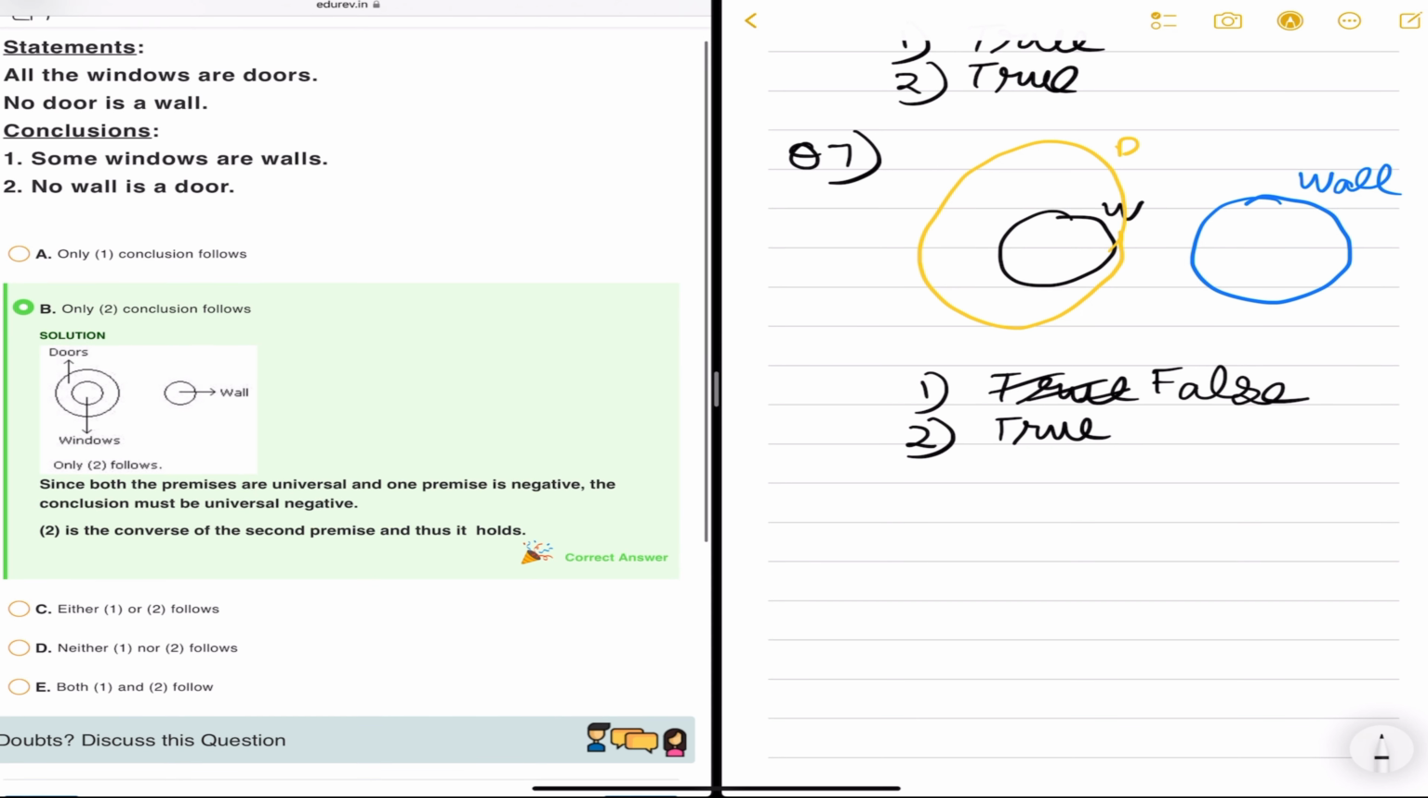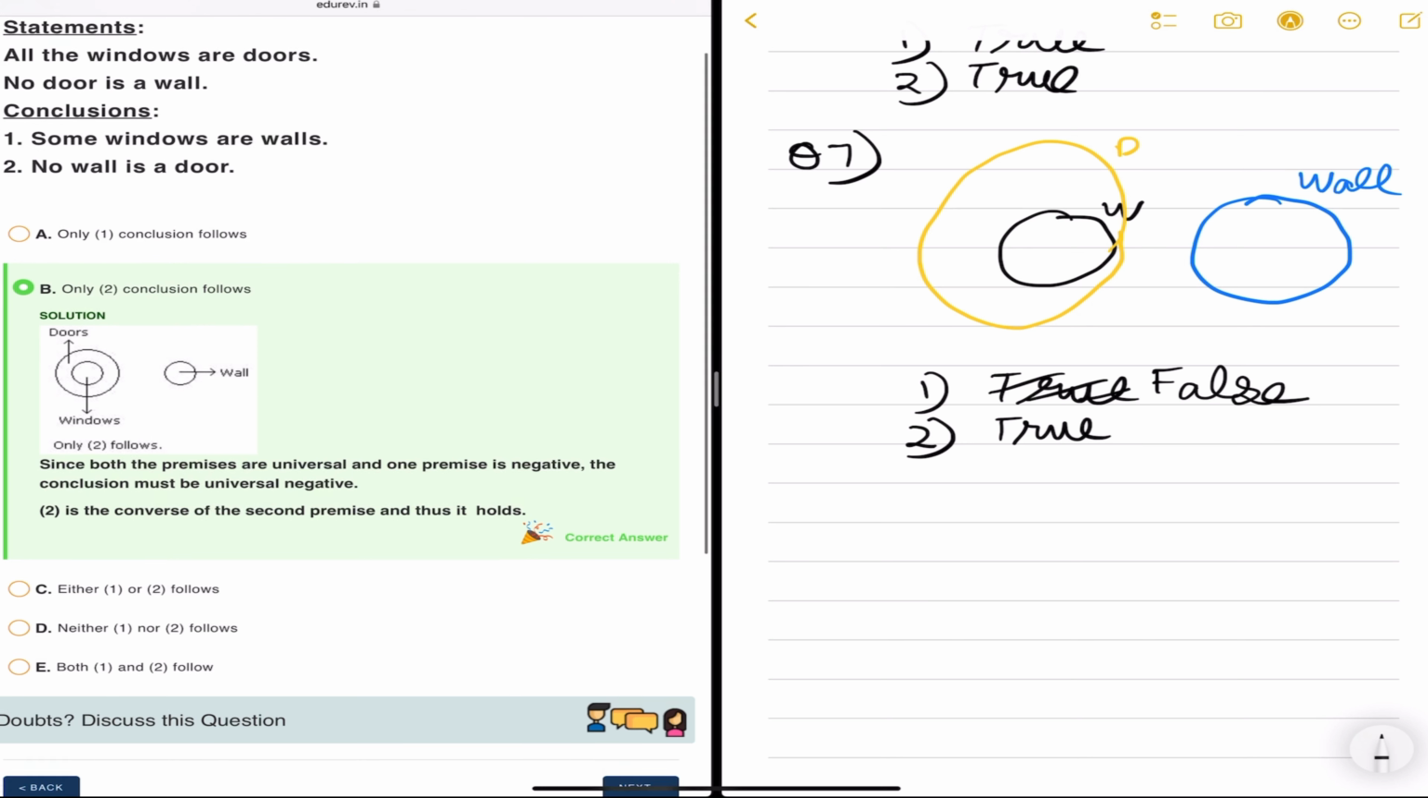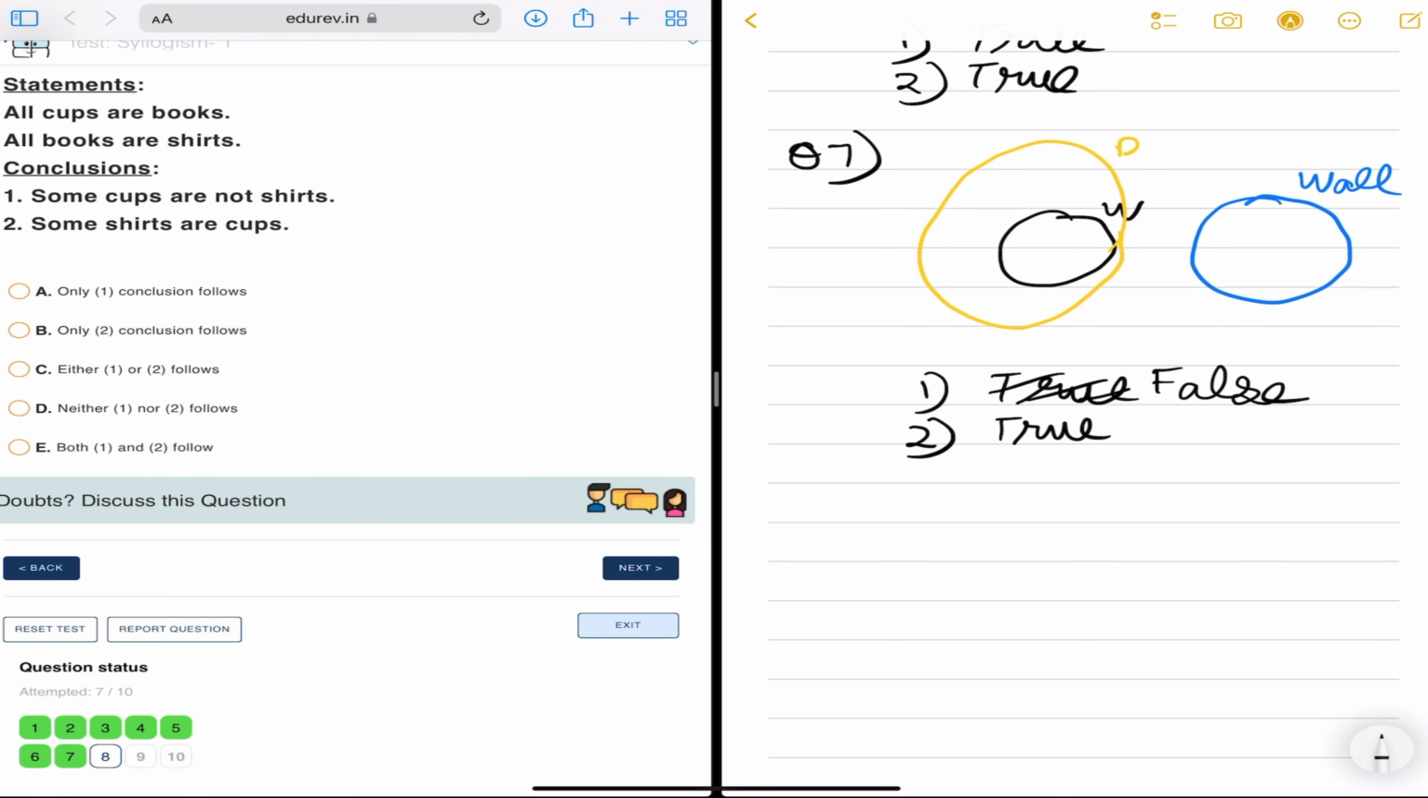As you can clearly see from the Venn diagram in the solution at EduRev, the windows circle is in the middle, then there is doors outside of it because all of the windows are doors, and then wall is placed outside at a different parameter. Why? Because none of the door is actually a wall from our statement number 2. Great. Now let's look at the next question.